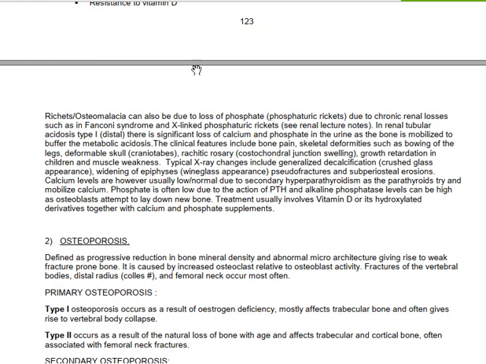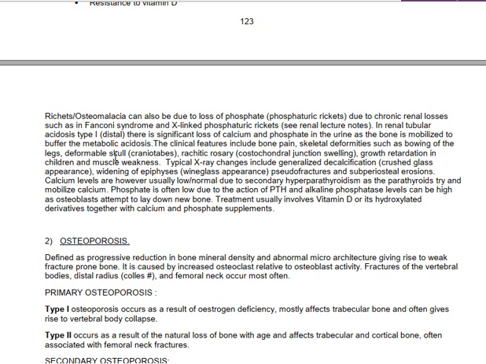So phosphate is also another cause in rickets. So when you have lack of phosphate, it's also another cause of rickets. So in case of hypophosphatemic rickets, which can occur in chronic renal failure, in Fanconi syndrome, and in X-linked phosphaturic rickets. Is it clear? So chronic renal failure, Fanconi syndrome, X-linked phosphaturic rickets, all of them can result in phosphaturic rickets where there is lack of phosphate. Now the next is renal tubular acidosis type 1.